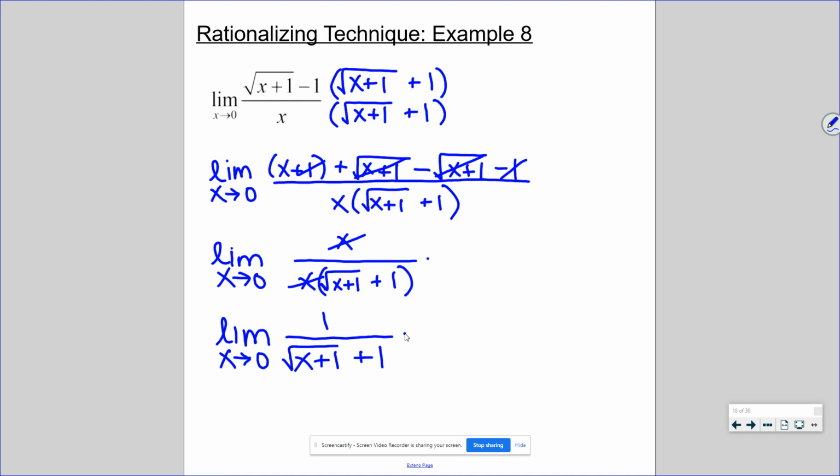So I'm going to try plug and chug again. So if I plug in 0, I'm going to get something that looks like this. The square root of 1 is 1, and 1 plus 1 is 2. So I'm actually getting an answer, which means that I have now found my limit.